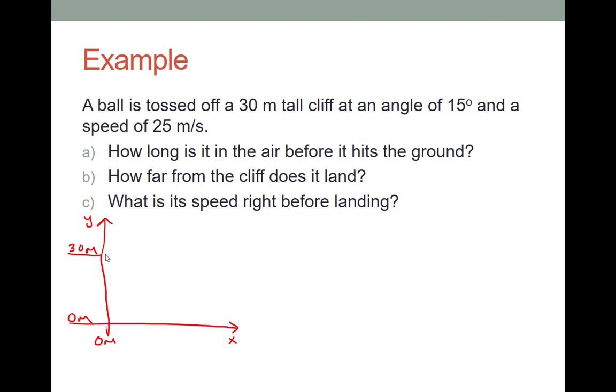I have my ball being tossed at 25 meters per second at an angle of 15 degrees. And it's going to go up and come down. And as you can see from this, there is no symmetry in this problem, so we cannot invoke symmetry to find our answer. I have one last thing to add to my drawing, and that is that the acceleration is downward and equal to the acceleration due to gravity.